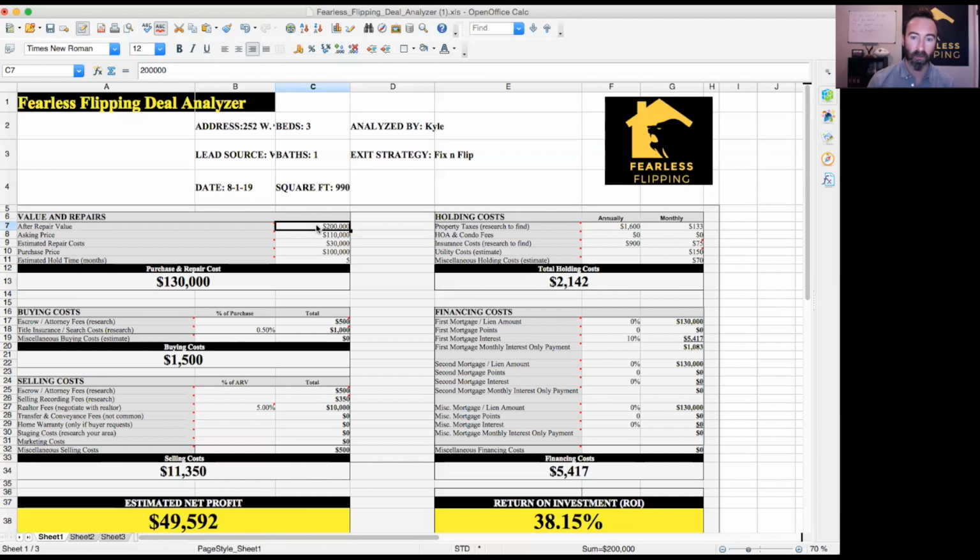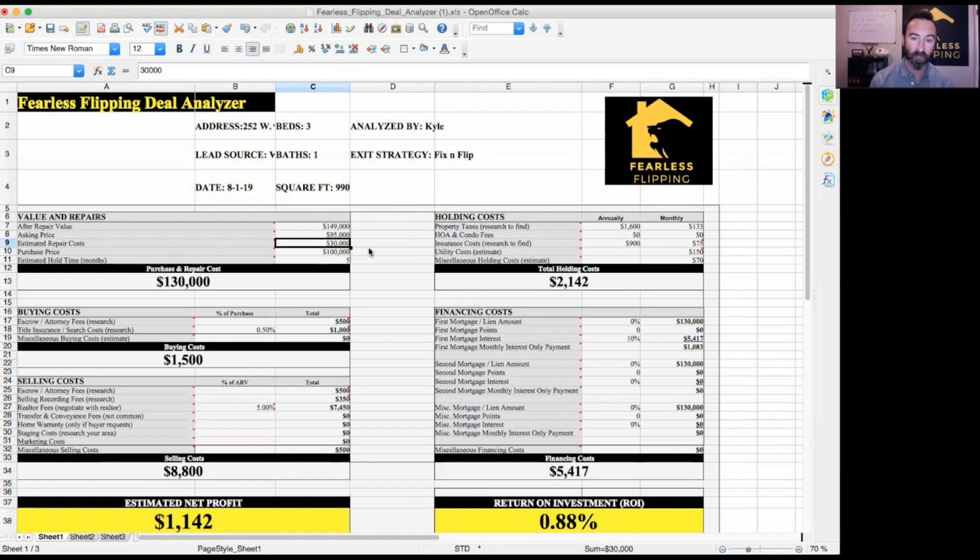So let's just say for this one, this is true, I found the ARV to be right about 150 to 155. So I like to work in numbers of 9s or 4s. So I'm going to go 149 on the ARV. Asking price was $95,000.